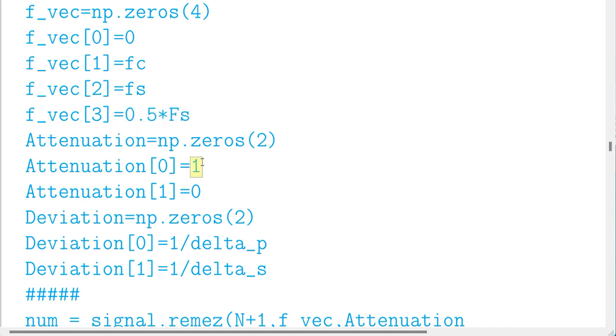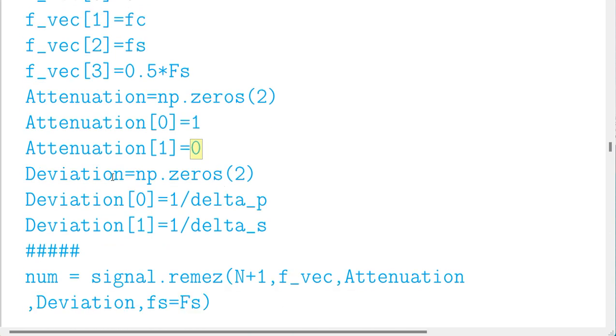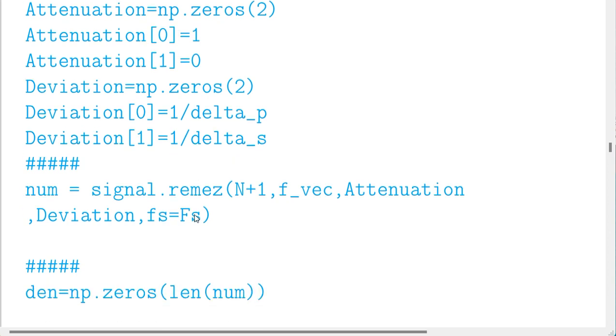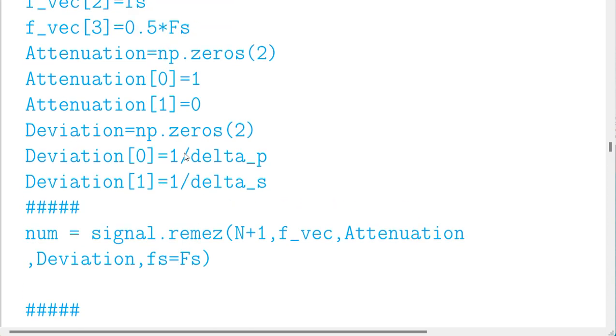For low pass: pass, and prevent. So 1, 0. Okay? What about deviation? 1 over delta p, 1 over delta s will be passed inside the function. In MATLAB, here you will use delta p and delta s directly, but there are some differences between the MATLAB environment and the Python environment. Anyhow, remember these.